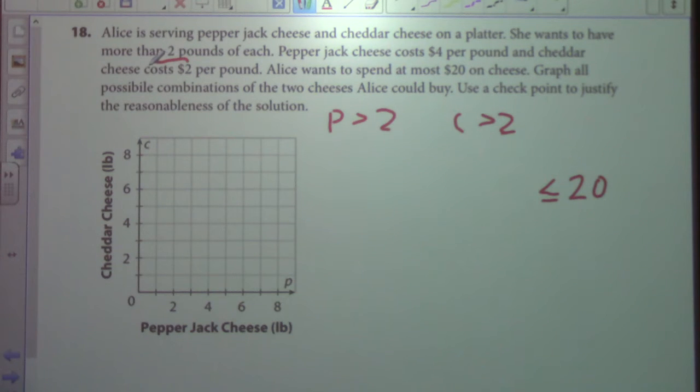Two, of cheddar cheese, right? 4P plus 2C. So 2C, cheddar cheese, and how much per pound of the pepper jack? 4P. Pepper jack, so 4P. Okay? So now do we have all the inequalities we need? Yep.